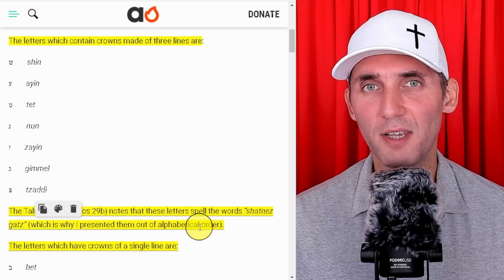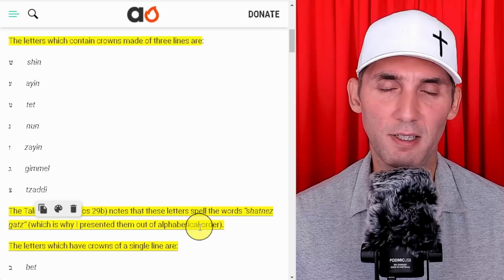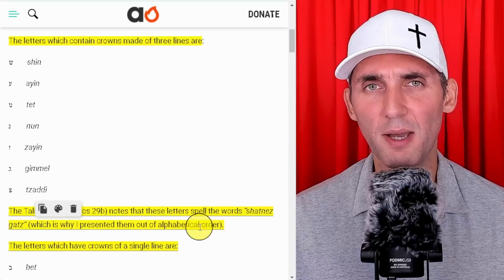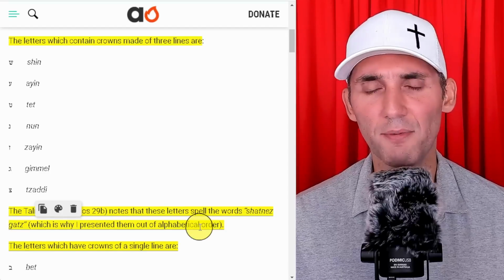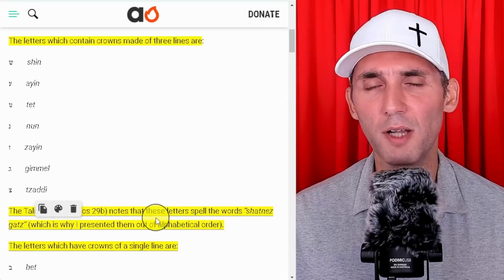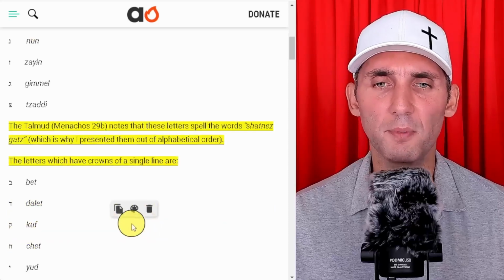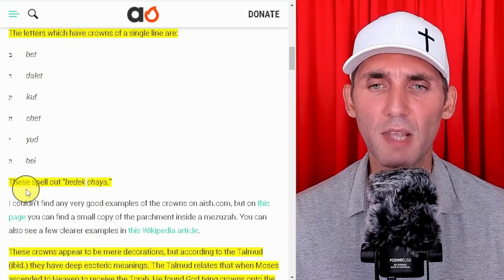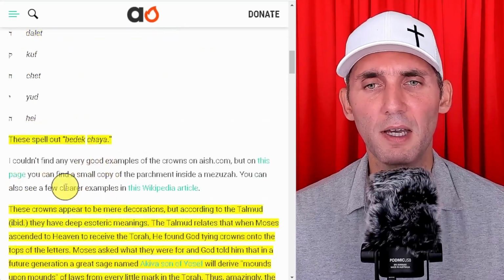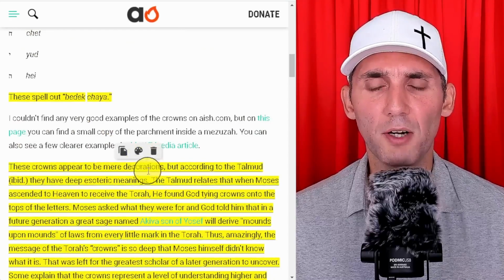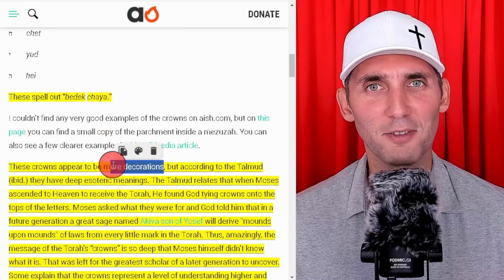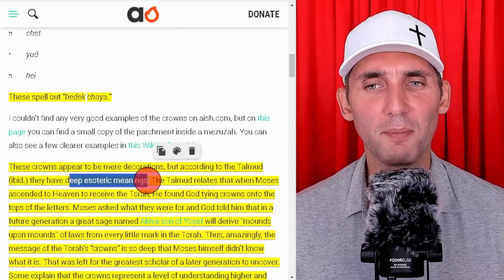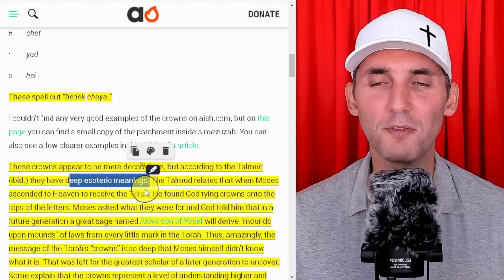To re-scramble the letters and say, oh, you see? Kind of like how NASA says T minus. Well, T minus what? If you add the T, then you have Nasat, and you have an anagram for Satan. So this is occult numerological type of stuff, folks. But anyway, the letters which have crowns of a single line are, and they give you these ones, and these spelled Bedek Shaya. These crowns appear to be more decorations, exoteric, but according to the Talmud, they have deep esoteric meanings. A rabbi is telling you this, folks.